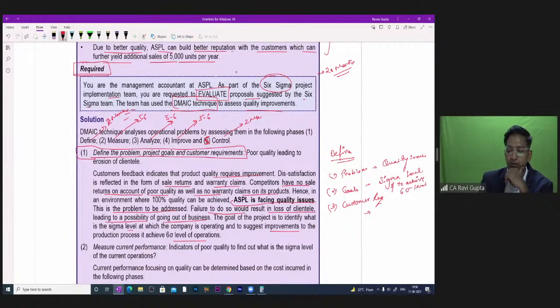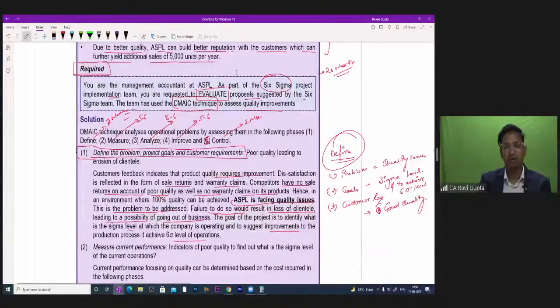What will be the customer requirement? The customer requirement will be good quality products. The customer would require good quality products. So this was under Define. We have to define the problem, goals, and customer requirement.